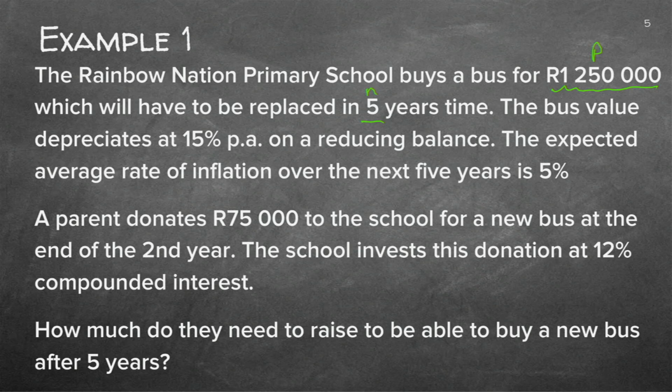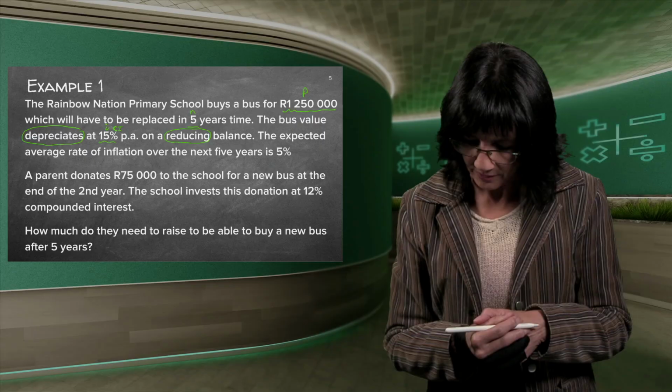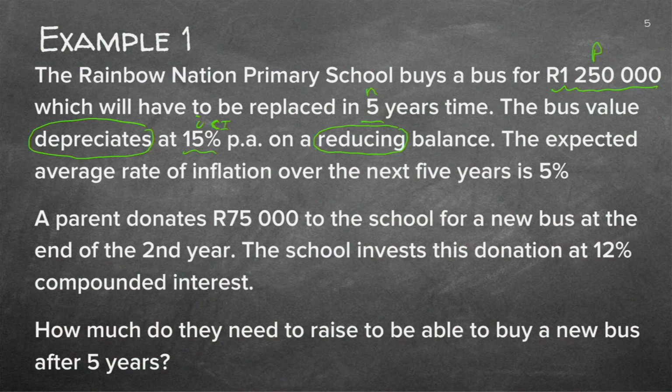Okay, the bus value depreciates. Let's circle that. Depreciates at 15%, that is my i, on a reducing balance. So immediately I'm going to write compound interest there. Reducing balance means you take last year's amount and then you reduce, and you take last year's amount and then you reduce with the interest rate. The expected average rate of inflation, now it's inflation, over the next 5 years is 5%. So you can see it's lots of stuff in one problem.